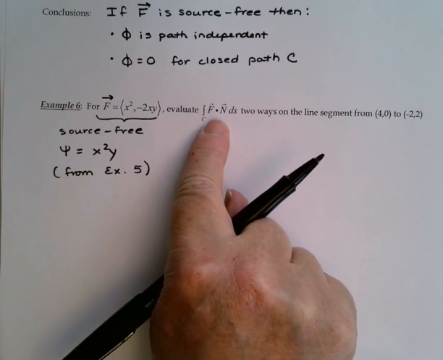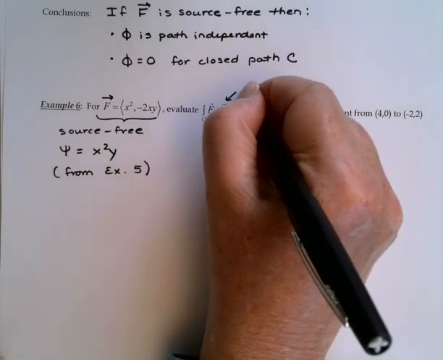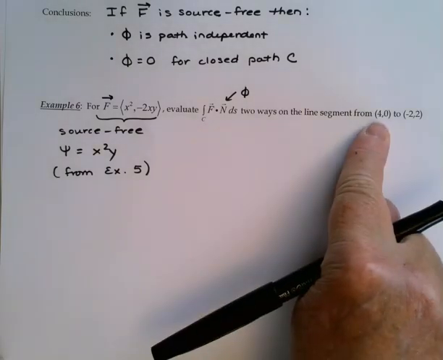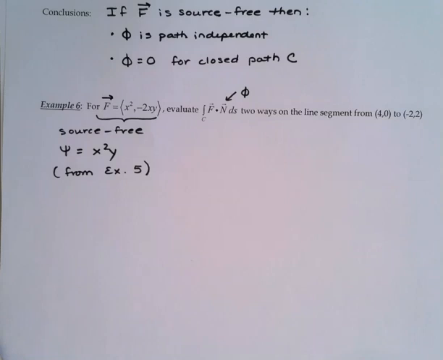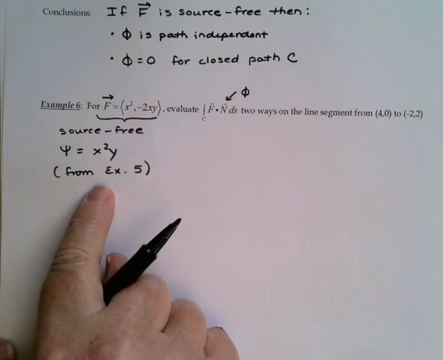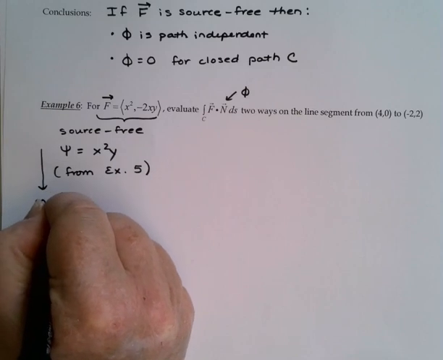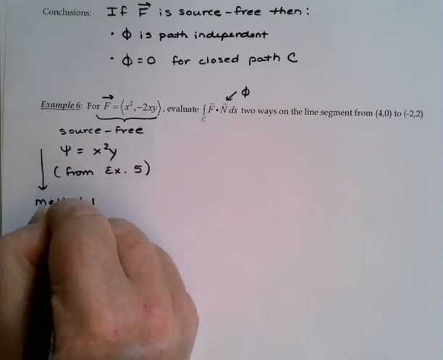And this time I'd like to evaluate the flux integral, f dot n ds, two different ways on the line segment from (4, 0) to (-2, 2). So we'll use the FTC as one of our two methods, and then we'll also go back and use the old method, the parameterization method. Once again, my goal here is just to show that we get the same result and, at least for one example, verify this FTC. So since I've got it started here, let's do the FTC as our method 1 this time.